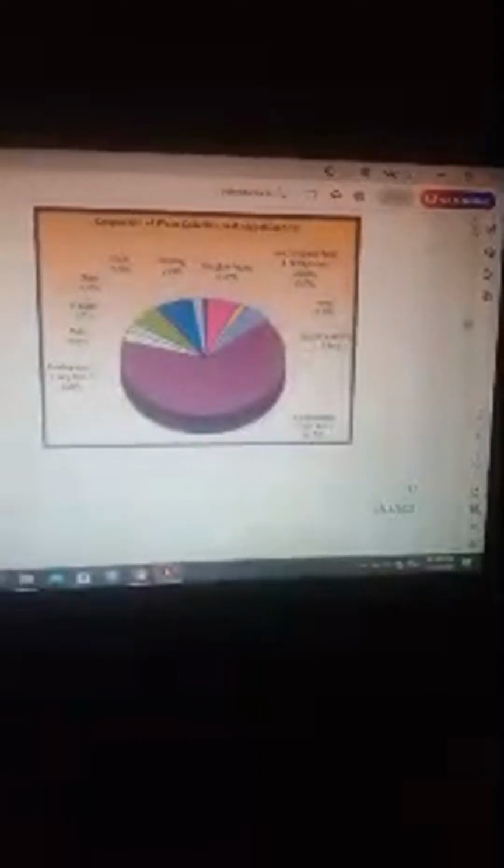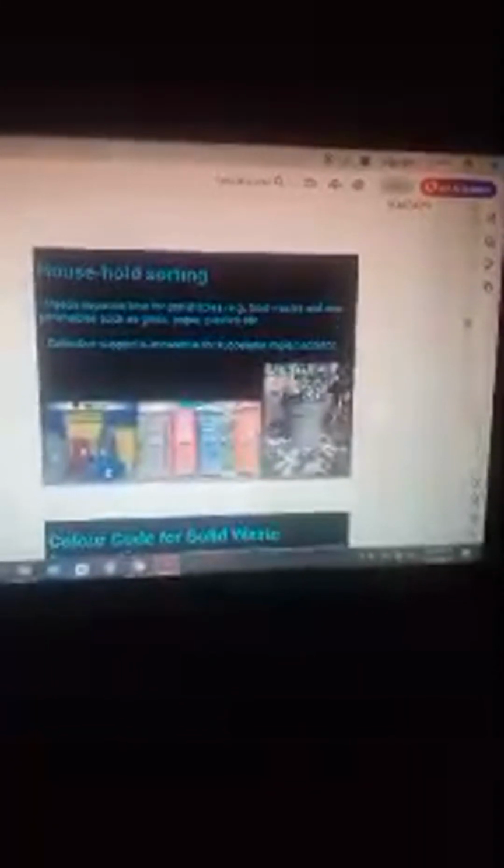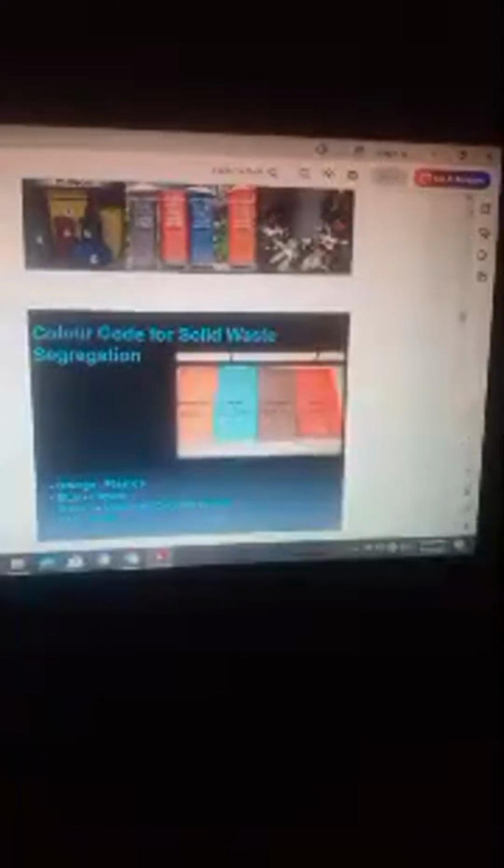Composition of municipal council biogas and waste collection in urban councils. Household sorting: biodegradable items like beans and vegetables, and non-perishable items such as glass, paper, plastic. Collective support is imperative for successful implementation. Color code for solid waste segregation. There is a color code in the municipal council.